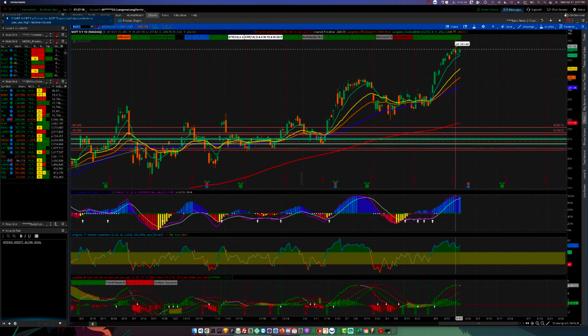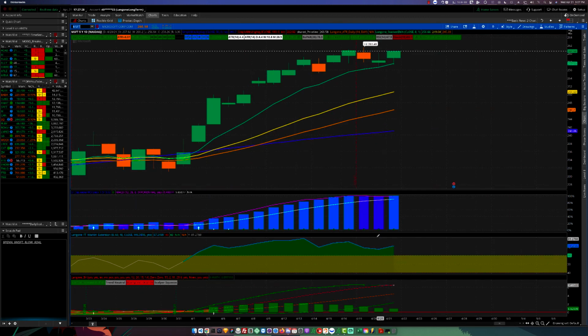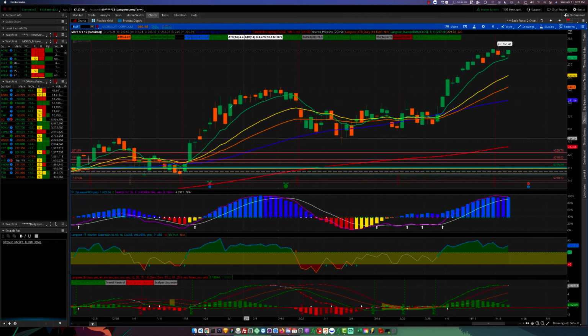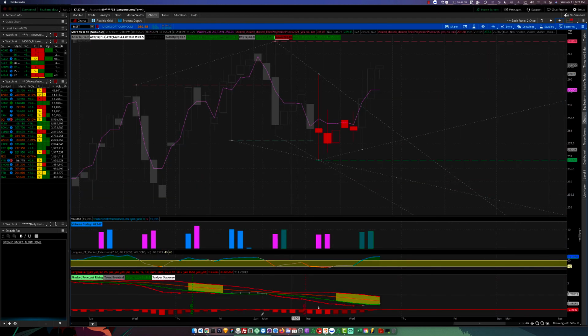All right, we just recently broke into a new high, came back down, tested the 80 EMA for support, and made a nice move upwards. We are positive MACD and increasing, positive histogram and increasing, positive in our market extension. We do not have a squeeze. We are 99% of our 52-week high, and we are positive on VWAP.